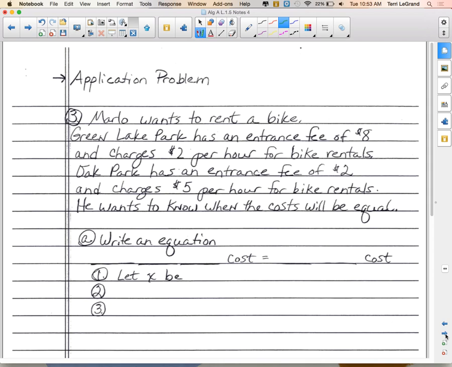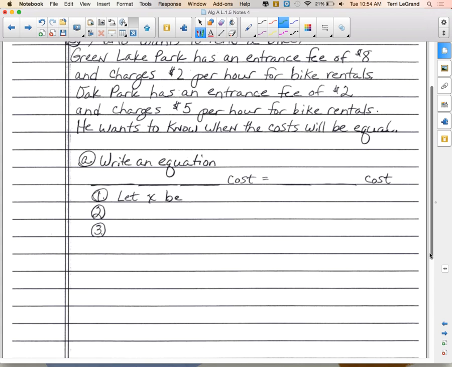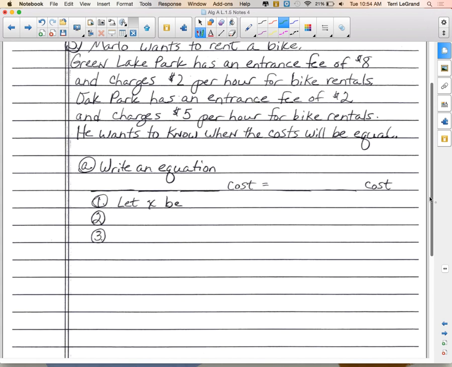Okay, so he has a couple of choices here, doesn't he? He can either go bike at Green Lake Park and what it's going to cost in there, or he can go to Oak Park. He wants to know when would the cost be equal. In other words, when does it not matter? If this is how many hours I wanted to bike, it would not matter which park I chose. Okay, so we're going to write an equation for this. What we need is we need those 2 costs to be the same. So we're going to say when Green Lake Park's cost is the same as the other park, which is called Oak Park.